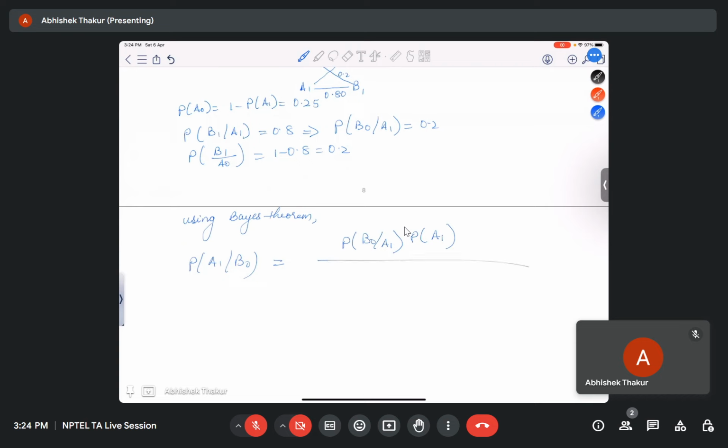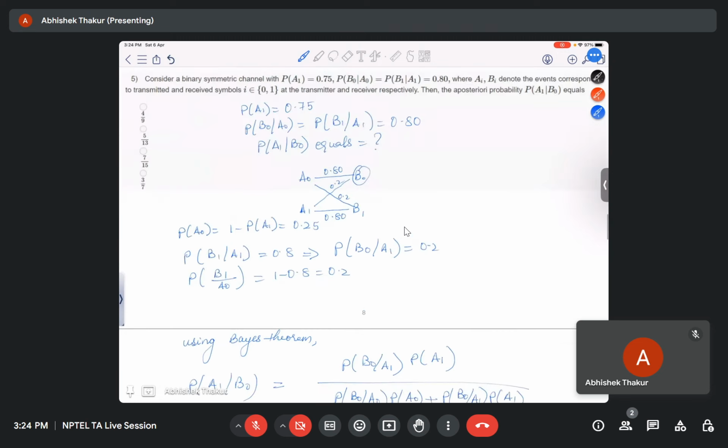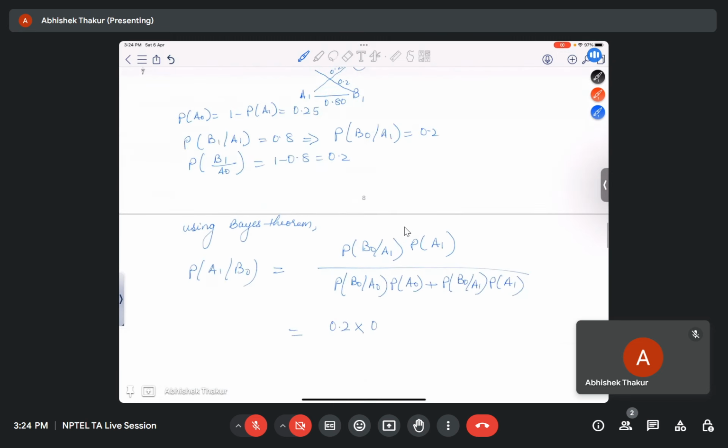divided by the probability of B naught given that A naught has occurred, times the probability of A naught, plus the probability of B naught given that A1 has occurred, times the probability of A1. So now we have all the values, substitute all the values and get the answer. The probability of B naught given that A1 has occurred is 0.2. The probability of A1 is given in this question as 0.75.